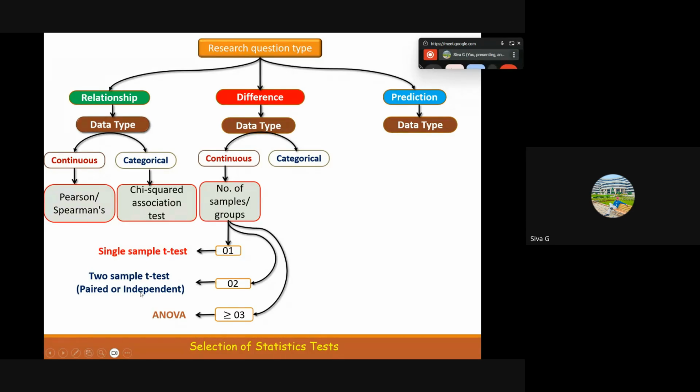Okay, next, in the same difference group, if you want to find the difference between two categorical variables, there is no other option: chi-square test. Chi-square test for difference, and here chi-square test for association.